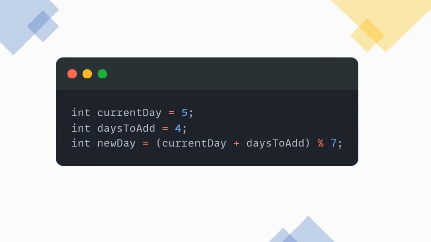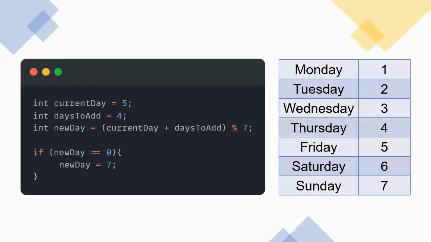But again, there's a little modification that we need to do here, because we know that Sunday cannot be represented by 7. So we will need to add a specific condition. Okay, so here the first 3 lines are exactly the same as the previous example you have seen, but I add a conditional statement here where I say if new day is equal to 0, then new day is 7, where 7 is actually Sunday.